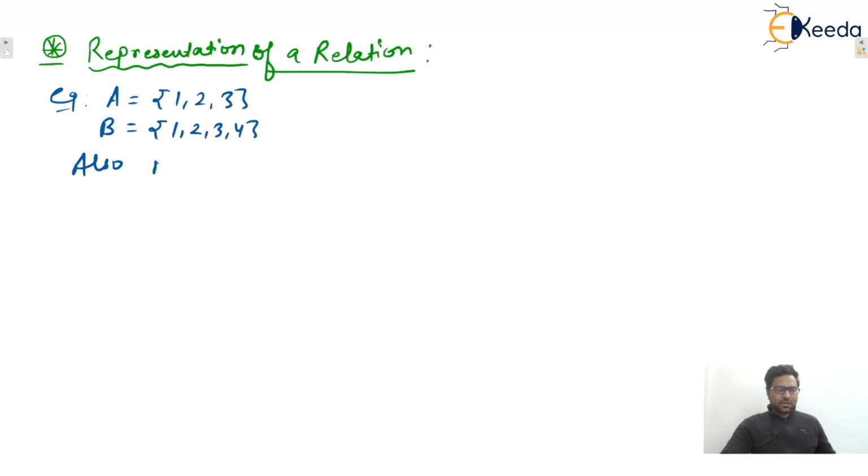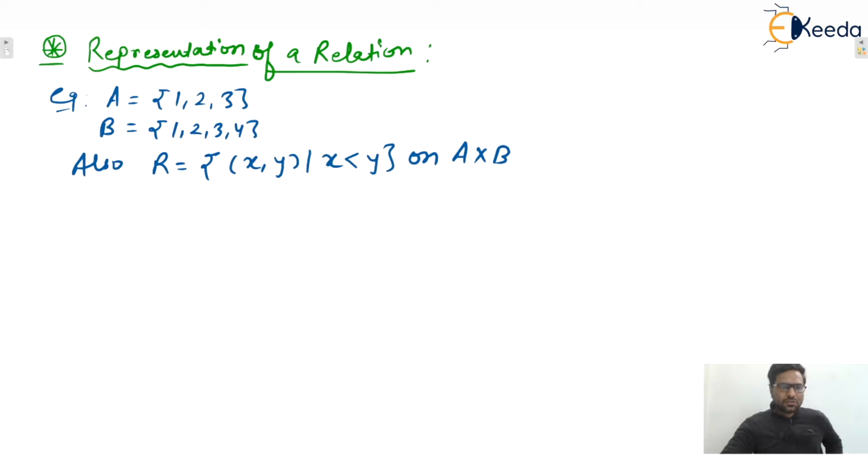Also, a relation R is defined like this: {(x, y) such that x is less than y} on A cross B. Yes, this relation is given to you. Now our task is to see the different representations, or how this relation can be represented. The first method of representation is the listing method.